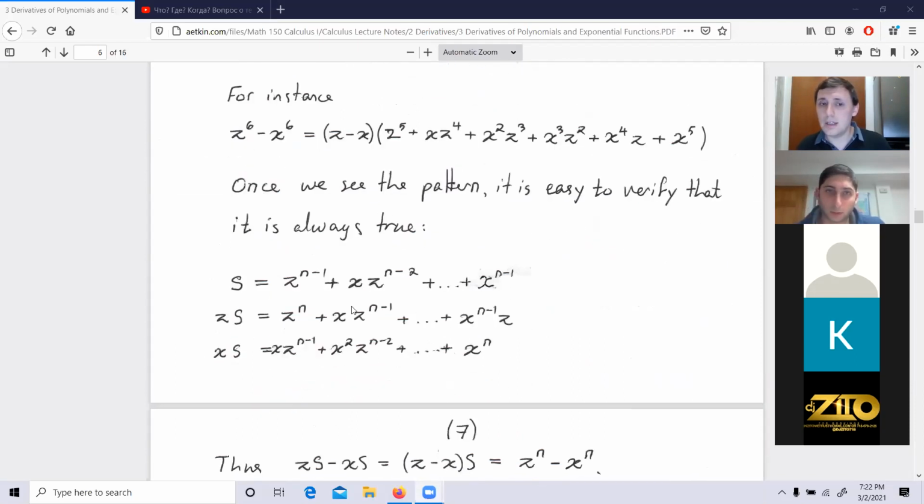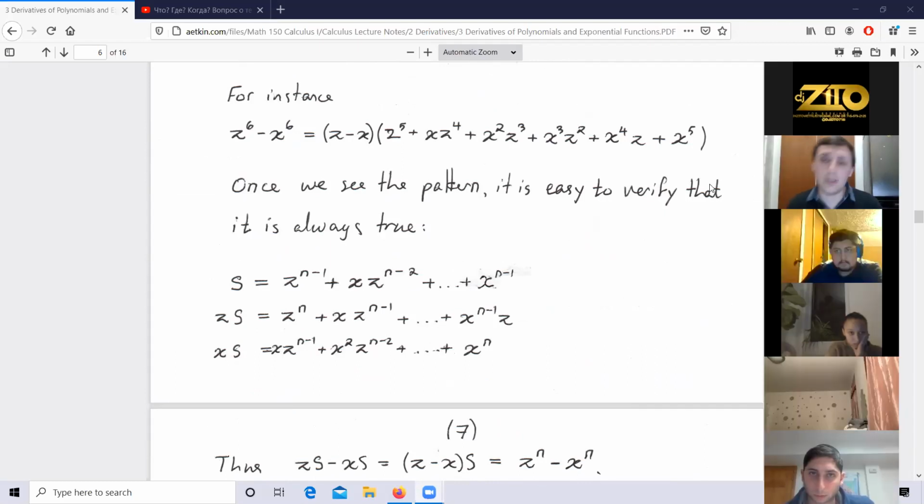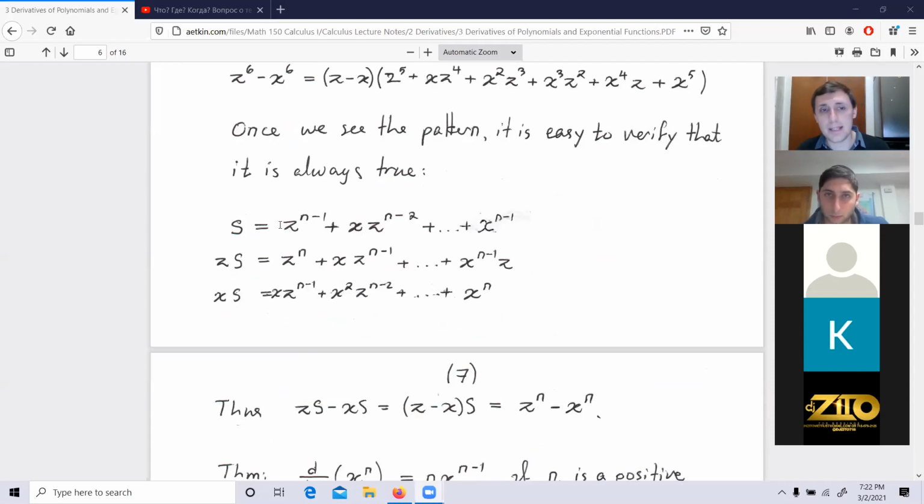This is a verification that the pattern is correct for an arbitrary n, so I don't have to do long division. Long division becomes longer and longer with bigger powers, so I can do it this way. If S is this summation, then Z times S is just multiply everything by Z. It's this thing. And if I multiply S by X, it's this thing.